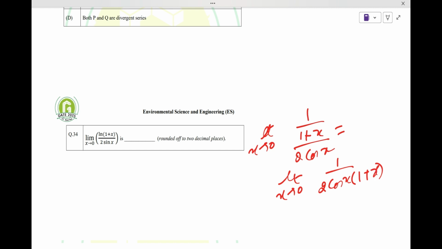So put x equals 0 now. Cos 0 is 1. Here it is 0. So 1 by 2. So 1 by 2 means we have to round off to two decimal digits. So 1 by 2 can be written as 0.50. That is the correct answer.